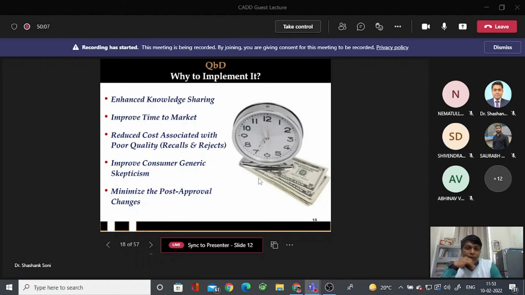QbD. Why implement QbD? We have discussed in our previous slides that it enhances knowledge sharing. QbD makes you understand the process better. It improves time to market, obviously. It reduces the cost associated with poor quality. If quality is poor, then there will be recalls and rejects. Then it reduces the cost associated with it.